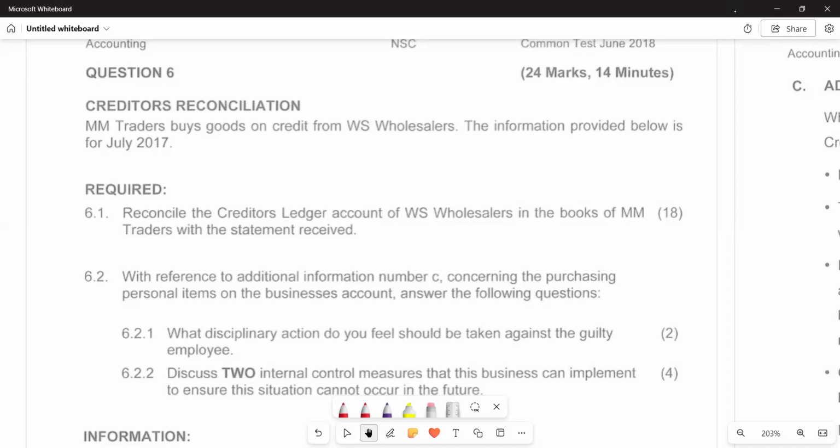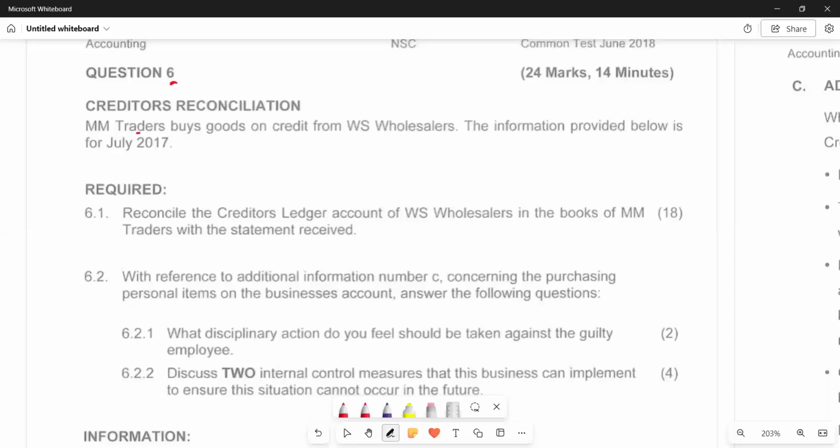In this video, I want to look at the preparation of the creditors reconciliation. And the one question that we might want to look at, which is here, is our question 6, according to this question paper. And it reads, Traders buys goods on credit from WS Wholesalers. So from this statement, we can see that Traders is the business that we are going to look at. So we are just going to assume that this is your business that you are operating.